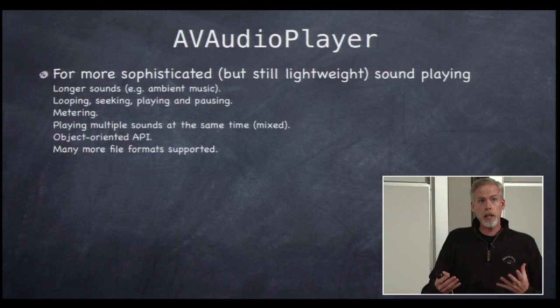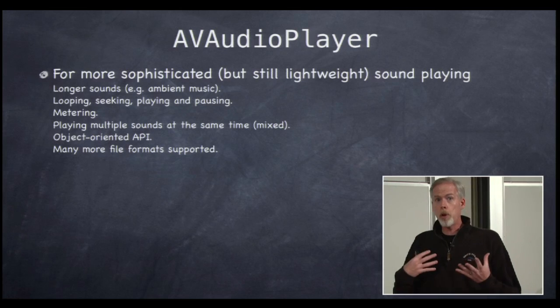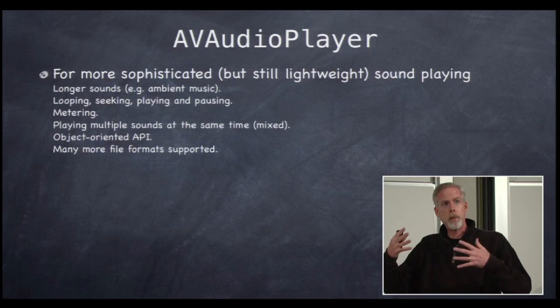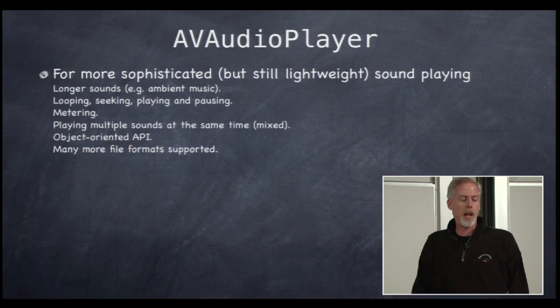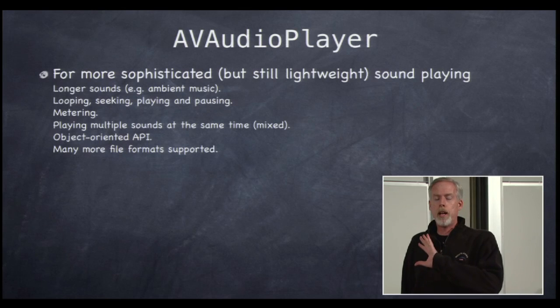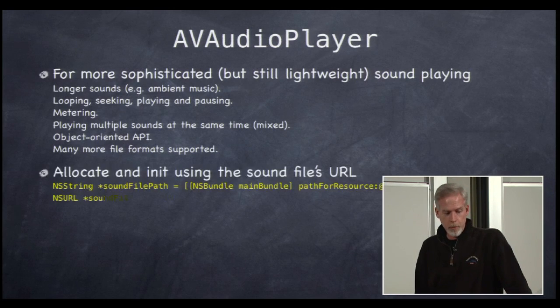It provides metering, it'll tell you the volume levels. It lets you play multiple sounds at the same time and will automatically mix them. So that's kind of cool, right? You've got your ambient music in the background and then boom, this explosion, something like that. You get another sound, you can play them at the same time. It's an object-oriented API instead of the C API. And it supports a lot more file formats than just these uncompressed ones. So this is a lot better, right? This is not even the highest level sound API, and it's a lot better than the C API.